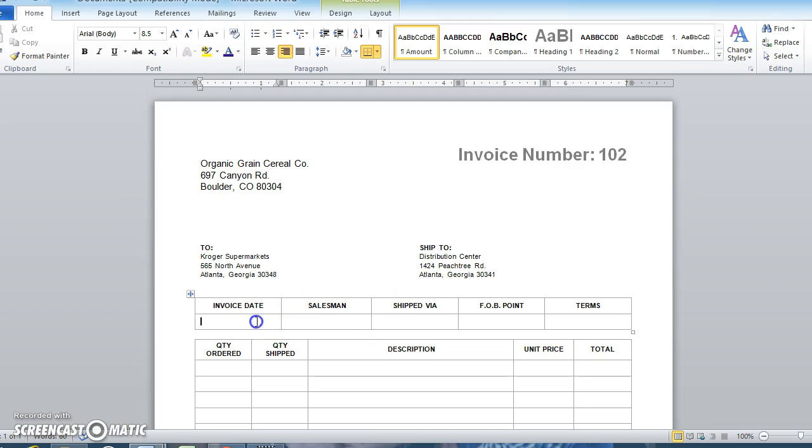And right here we have the invoice date, and it was ordered on March 1st, 2015. And the salesman was Cody, and it was shipped via FedEx. And the FOB point is Boulder, Colorado. And the terms is net 45 days.